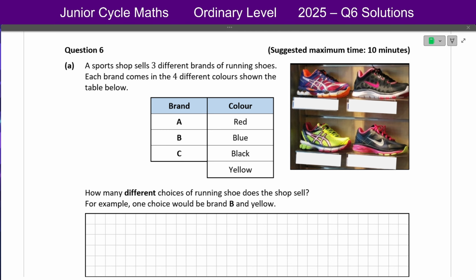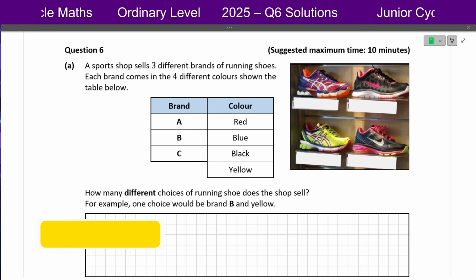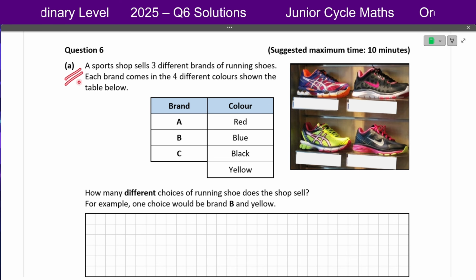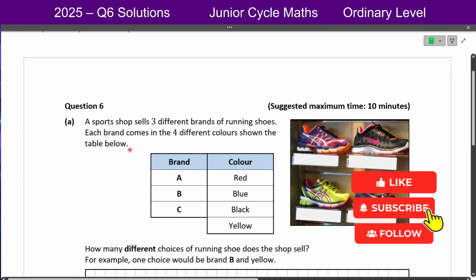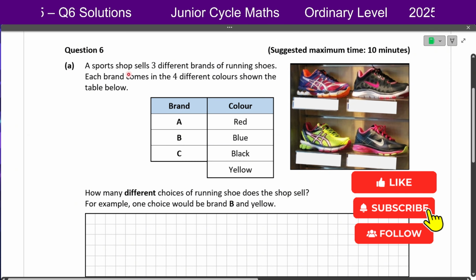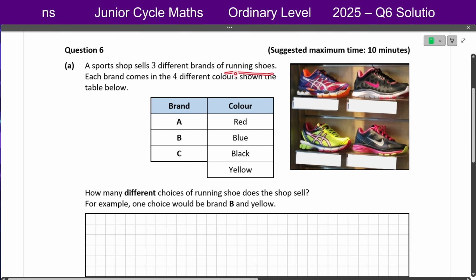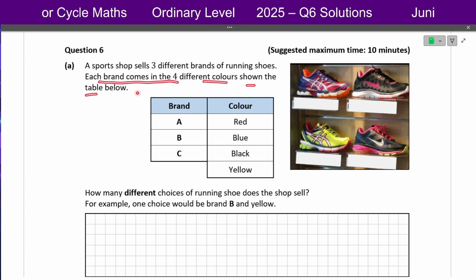Hi, here is question 6 from the 2025 Junior Cycle Ordinary Level Maths exam. In Q6 we have two parts. This is the first part and this is the second part. In the first part it says a sports shop sells 3 different brands of running shoes. Each brand comes in 3 different colors as shown in the table below.